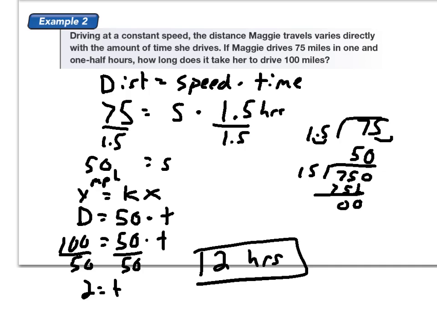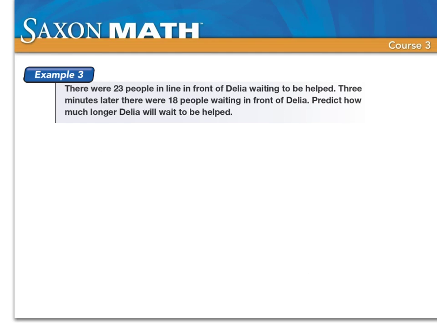Alright, we got one last example. Alright, in example 3, it says there were 23 people in a line in front of Delia waiting to be helped. 3 minutes later, there were 18 people waiting. Predict how much longer Delia will wait to be helped. Okay? Well, we know that this has to relate directly if we can figure out about how much time it takes them to help each person.